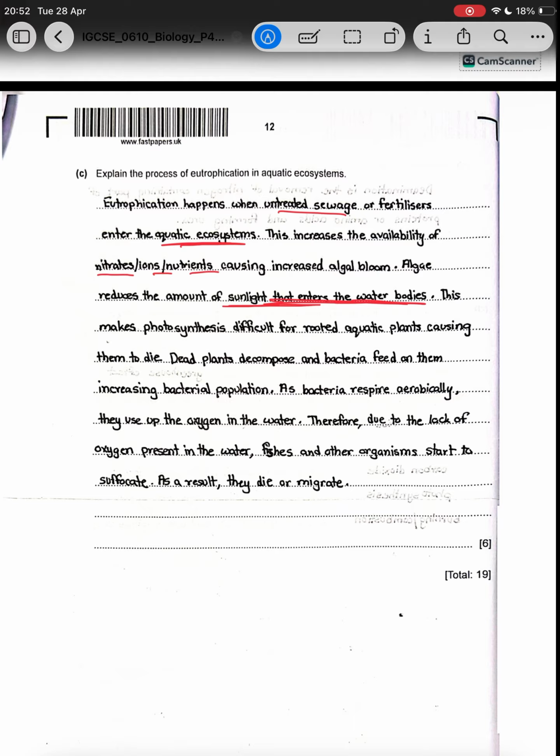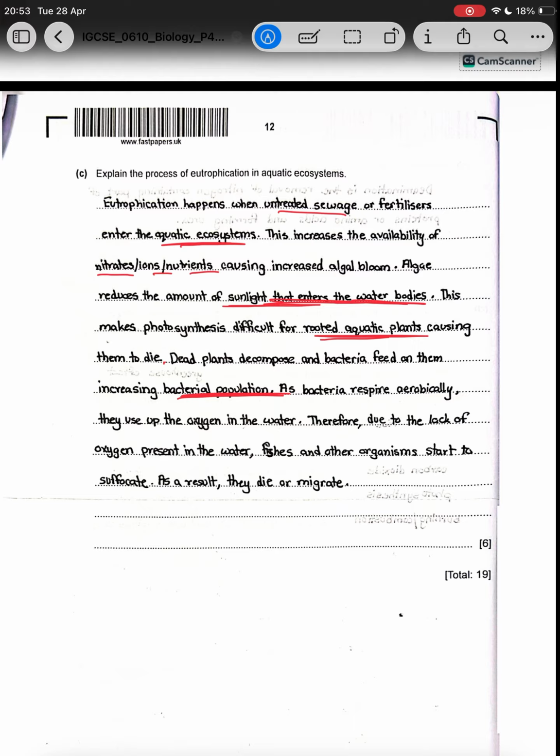So it acts as a barrier on top of the water bodies and makes it harder for sunlight to penetrate through. This makes photosynthesis difficult for rooted aquatic plants, like the ones under the water bodies, causing them to die. And dead plants decompose and bacteria feed on them, increasing bacterial population.